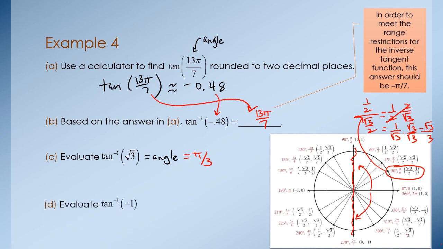And then the last one, evaluate tangent inverse of -1. Where does the tangent equal -1? In other words, again, what angle is going to be produced? Well, in order for it to be -1, we know that the sine and the cosine have to be the same thing. And because it's negative, we know that the sine and the cosine not only are the same thing, but they're actually opposites. One is a plus and one is a minus. And I believe that that would be happening here at 315 degrees, or 7 pi over 4.